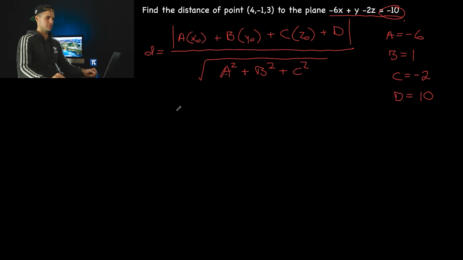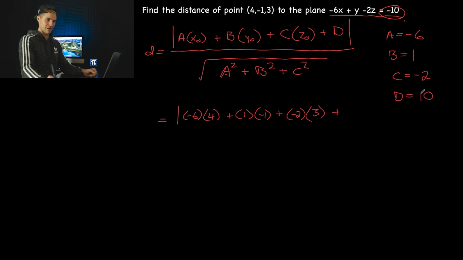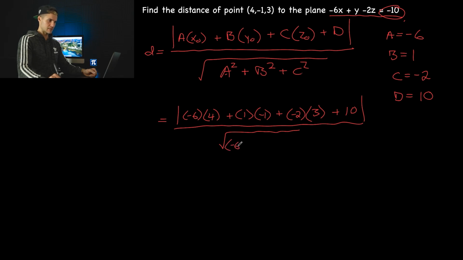And then from here, it's just about plugging it in. So we'll have the a value, which is -6, times the x value of the point, which is 4, plus the b value of 1 times the y value of the point, plus the c value of -2 times the z value of the point, plus the d value of +10. That's going to be all over the square root of a squared, -6 squared, plus b squared plus c squared.